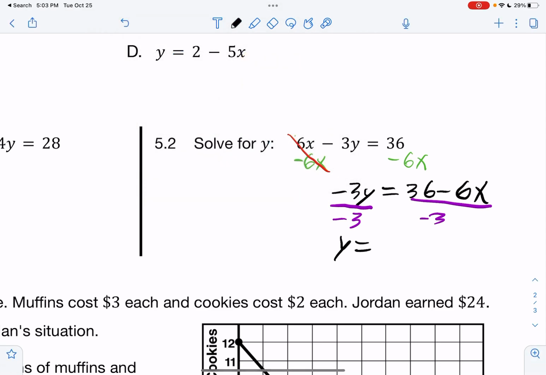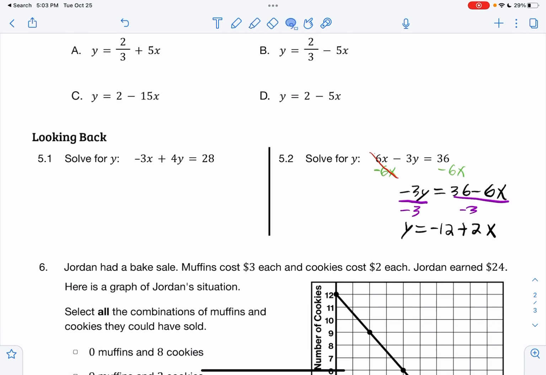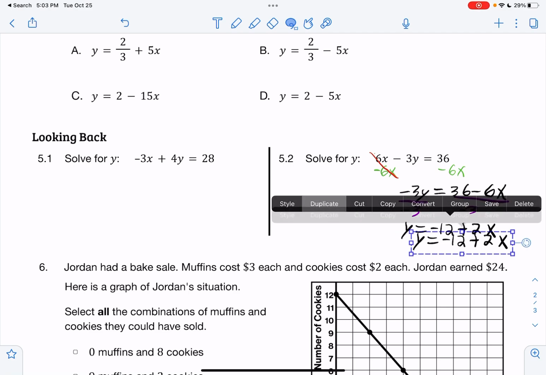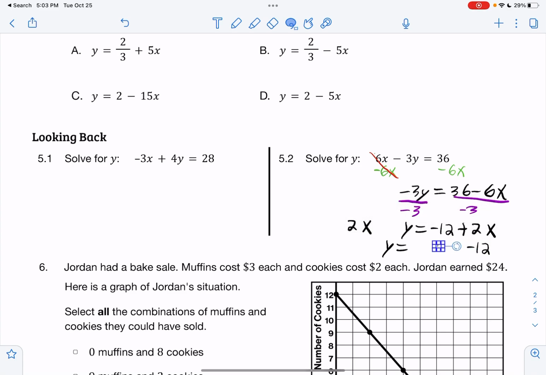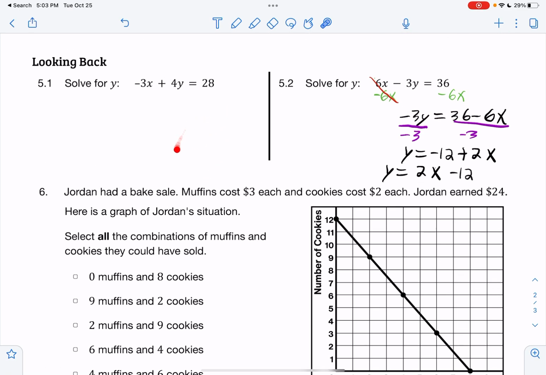So then we're left with y equals 36 divided by negative 3 is negative 12. Minus 6x leaves us with positive 2x, because we have negative 6x divided by negative 3. So this is what we're left with here. If you wanted to write it in slope-intercept form, you could rearrange it a little bit, which we might deal with later, but for now, I'm just going to rearrange this a little bit. All I did was rearrange that a little bit. And either of these forms is fine. And like I said, go ahead and try that one all on your own. This is a good example if you need some help.